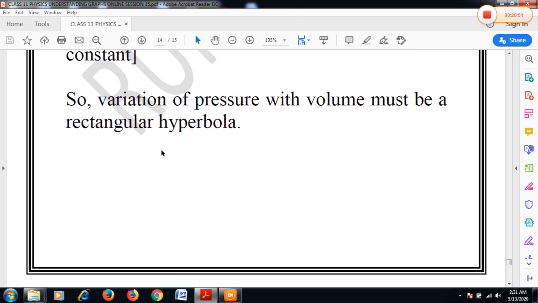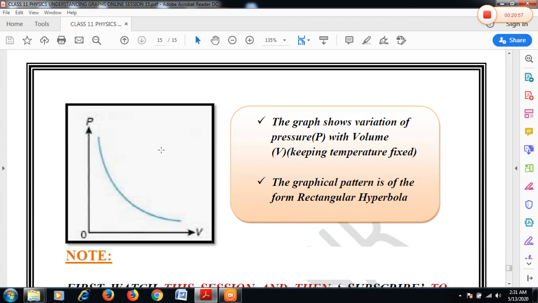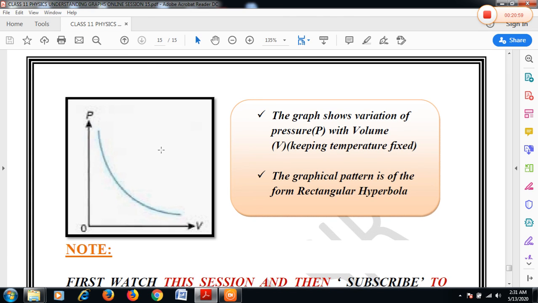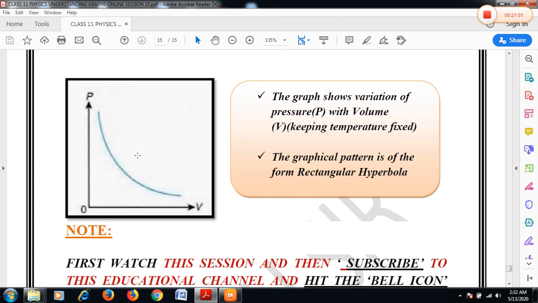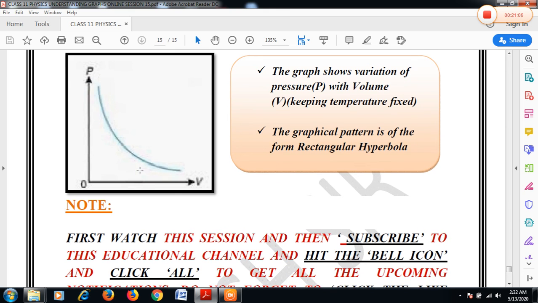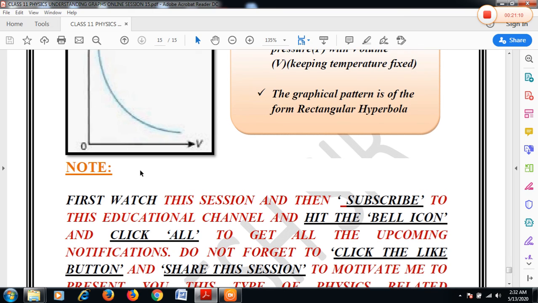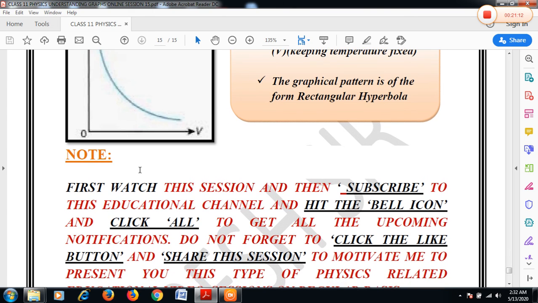So the variation of pressure with volume is a rectangular hyperbola as we have seen in Boyle's law. The graph shows the variation of pressure with volume V keeping temperature fixed. The graphical pattern is of the form of a rectangular hyperbola. You should remember this type of hyperbola. Okay, it is very, very important as far as your different examinations are concerned.